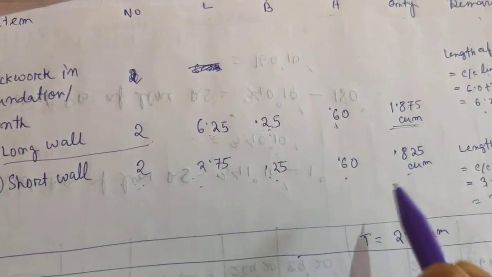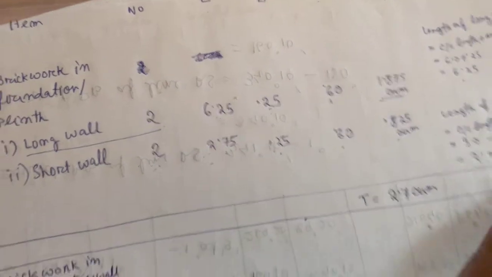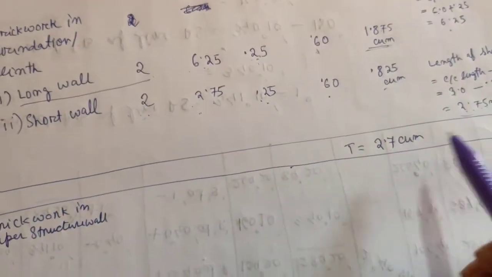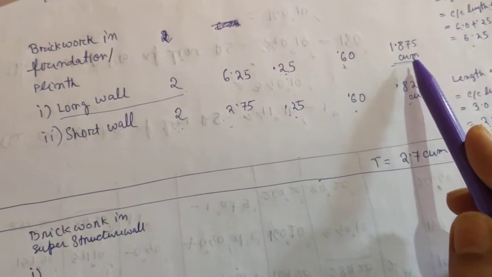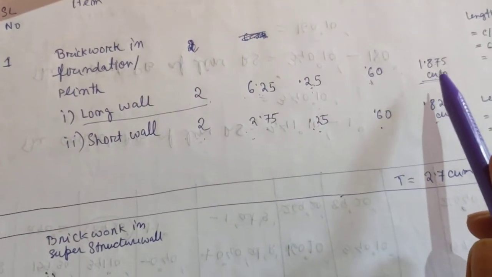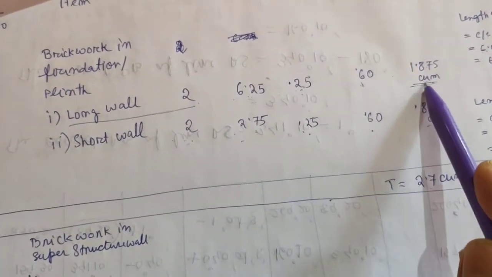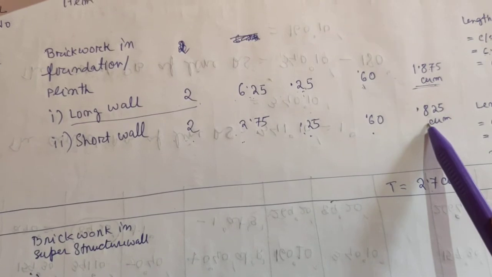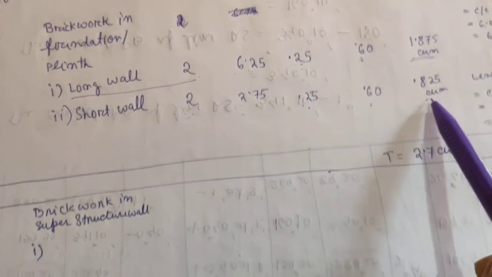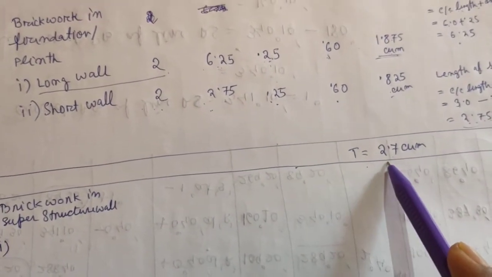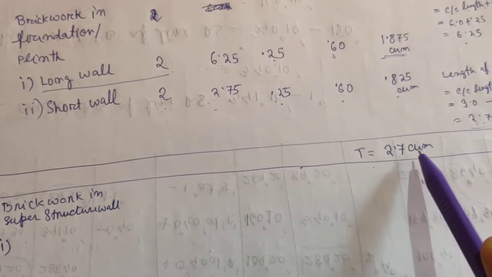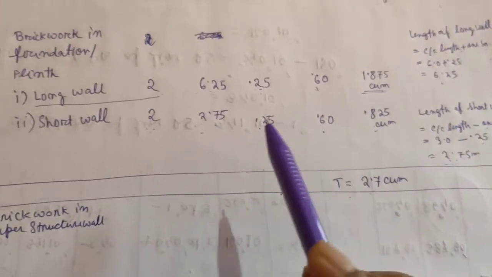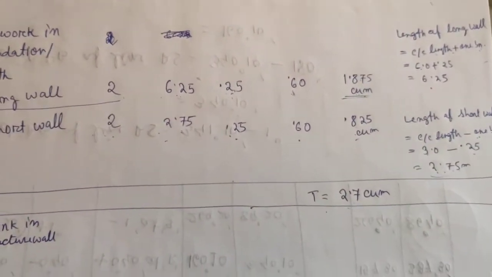Brickwork always comes out in cubic meters, unless for partition walls. So the brickwork in substructure or foundation for the long wall comes out to be 1.875 and for the short wall 0.825. So ultimately the total brickwork comes out to be 2.7 cubic meter. In this way we can calculate the other items also.